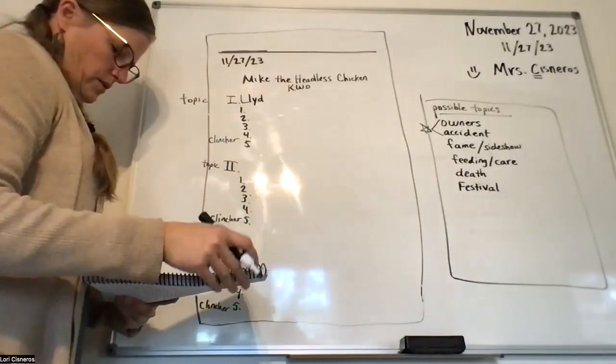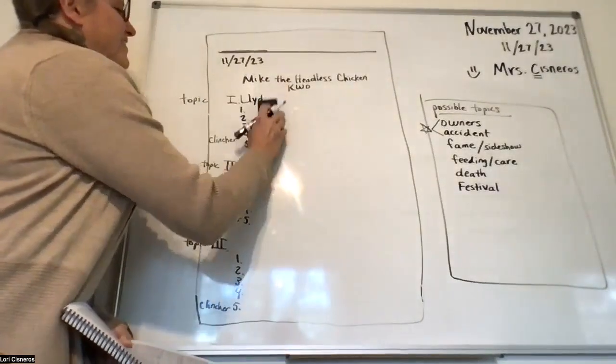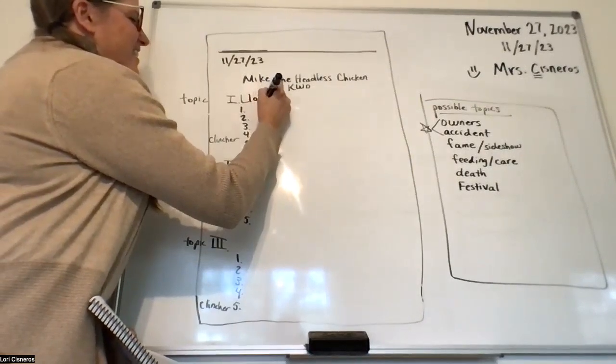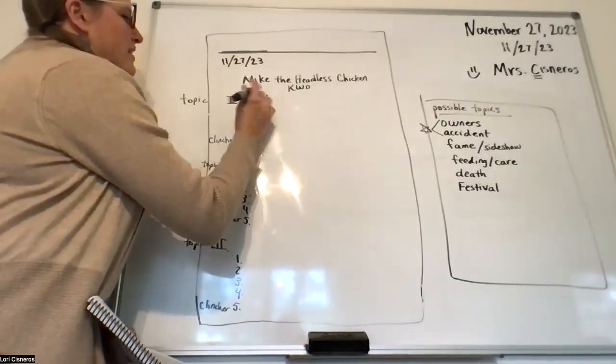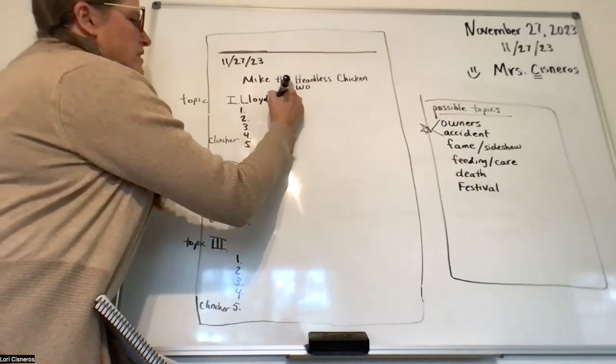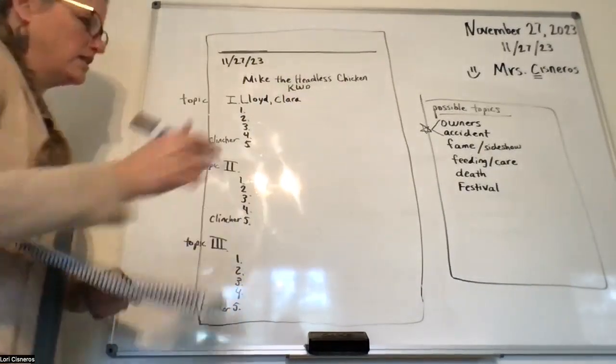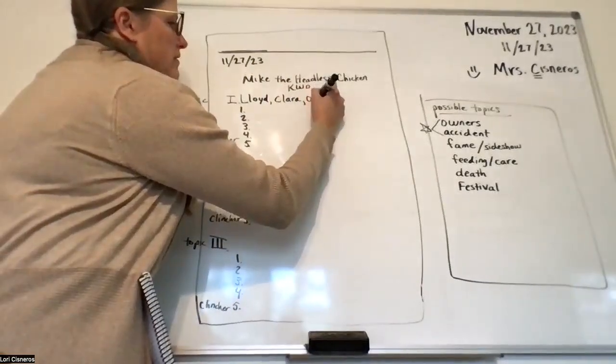Wait, I did not spell that right. That did not look right. Okay, how about that? Lloyd. And then her name was Clara, I think, right? Yeah, Clara, and then Olson.